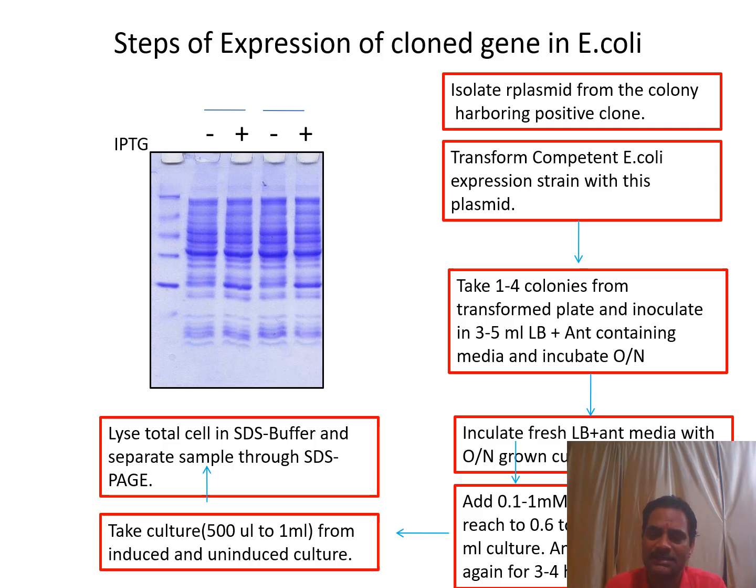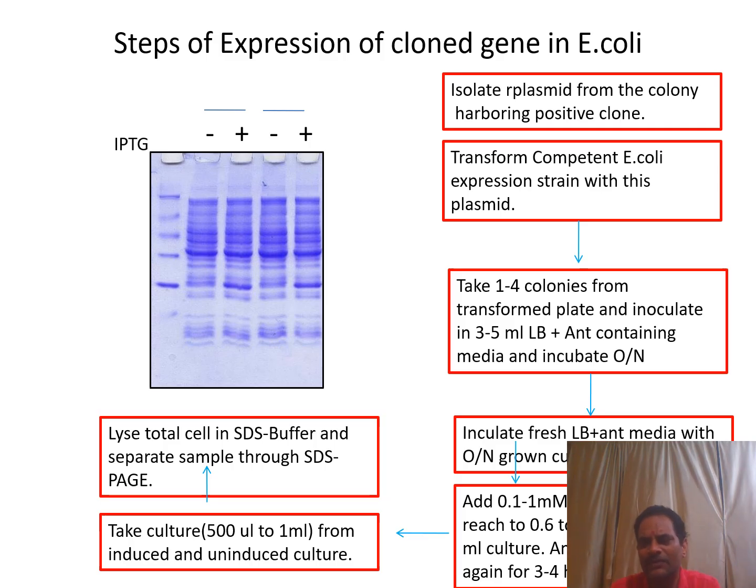As we have already discussed about expression hosts, mainly we use BL21, the first generation expression host, which is deficient in Lon and OmpT protease. So we isolate the recombinant plasmid from the colony harboring the positive clone, and then transfer it into competent E. coli expression host. After transformation, as you know, it will grow into a colony the next day. So we take 1 to 4 colonies in different test tubes with media and antibiotics, and we allow them to grow overnight.